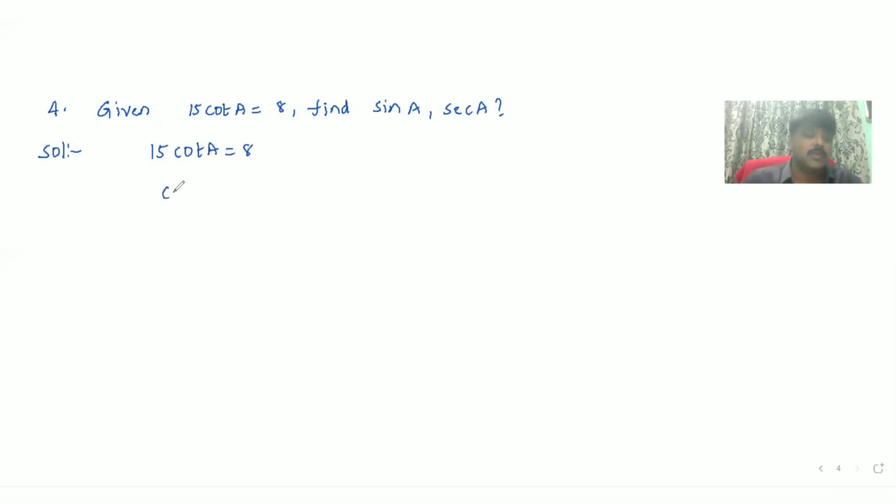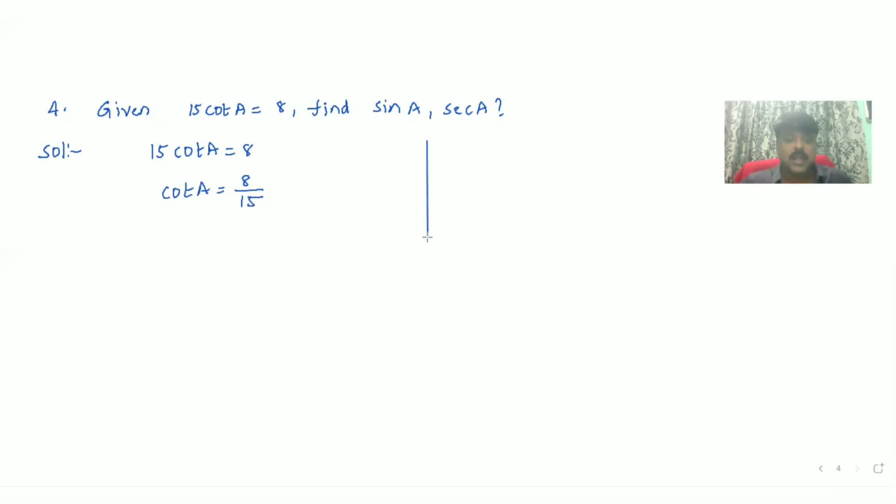Now, next thing we are given 15 cot A equals 8. Find sin A, comma, secant A. Okay, given 15 cot A equals 8. If we transpose that 15 under multiplication to that side, we get it as 8 by 15.